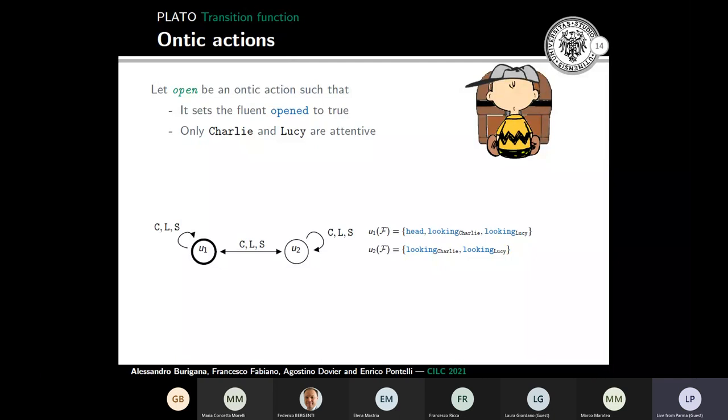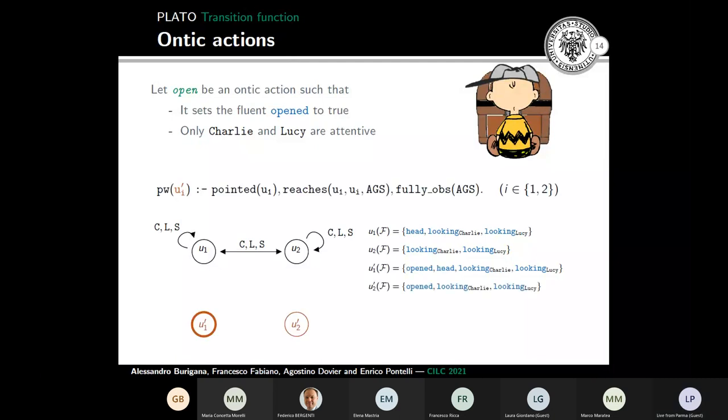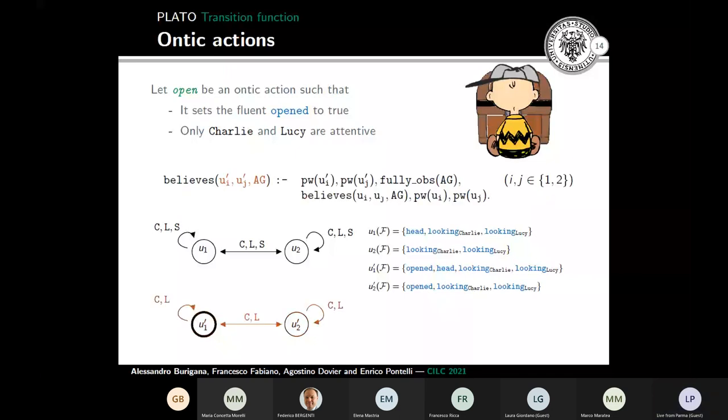So now let's see what happens when Charlie opens the box. First of all, we have to create the updated versions of these two worlds. So U1 prime is the new version of U1, and similarly U2 prime. This is the new pointed world. And as you can see in the fluent sets, opened now is set to true. Now, since both Charlie and Lucy are attentive, they now will believe these two new versions of the world, while since Snoopy is oblivious, he's going to believe the old version of the world.